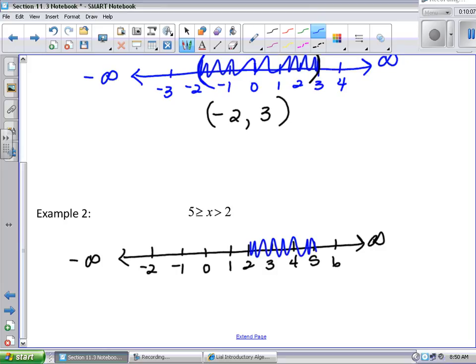When I look at where do my brackets and parentheses go, 5 is greater than or equal to. It can be equal to, so we're going to use a bracket at 5. So here's my bracket. At 2, when I look at my inequality, we're greater than 2. Greater than means we're going to use a parenthesis at that end of the shading. So we have a parenthesis at 2, comma, 5 with a square bracket, and there's our interval.